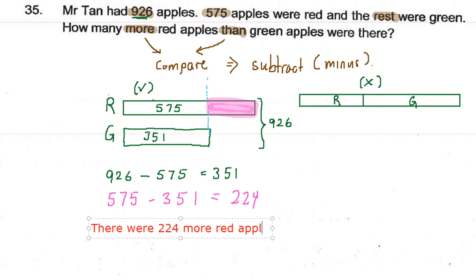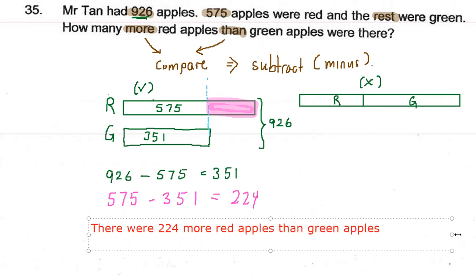There were 224 more red apples than green apples. Okay. So this is the answer. Okay.